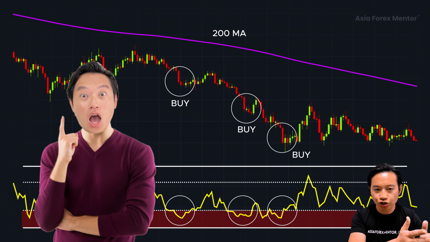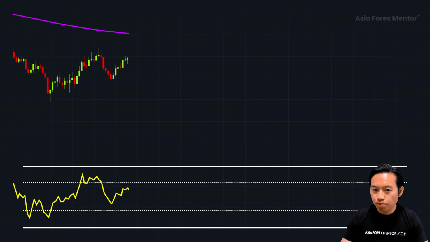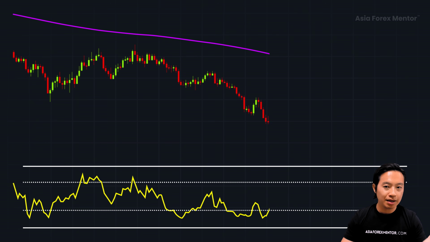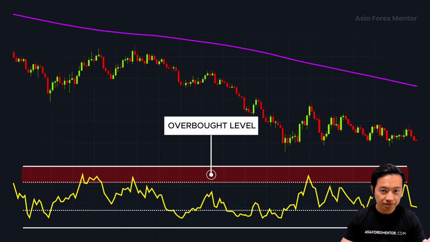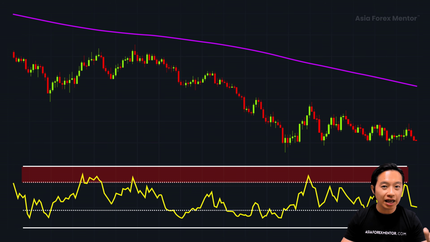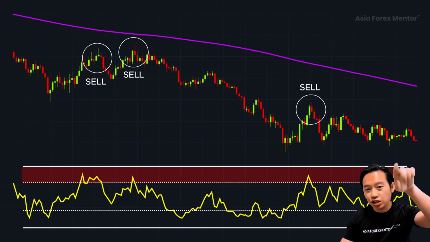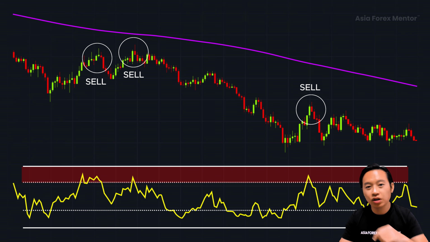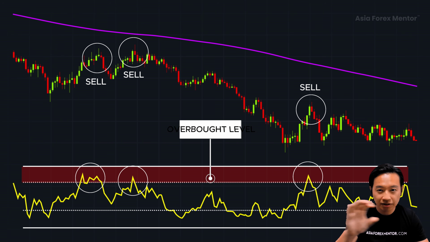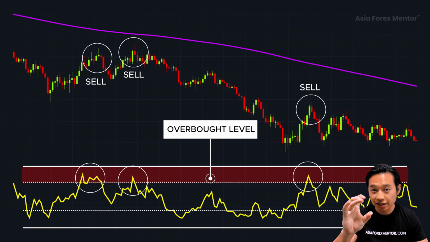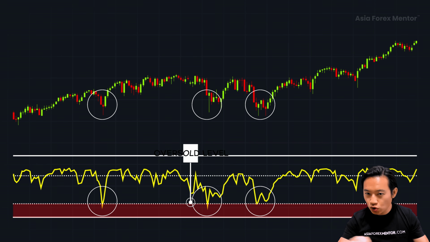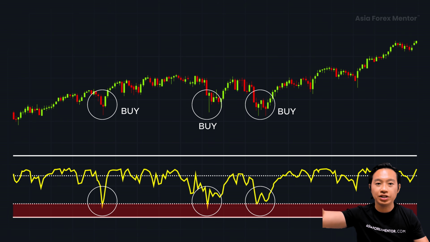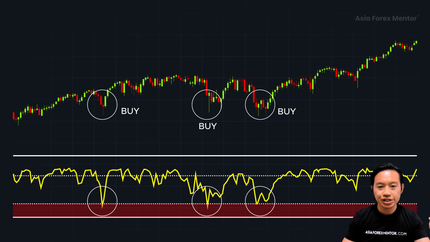So for example, in a downtrend, the stochastic will help you spot when the pullback might be ending by watching the overbought levels. That's where you can identify a potential reversal point to enter a short trade in line with the overall trend. So if the market is in a downtrend, you look for the overbought areas on the stochastic to find selling opportunities. On the other hand, in an uptrend, when the market is going up, you look for the oversold area to signal buying opportunities.